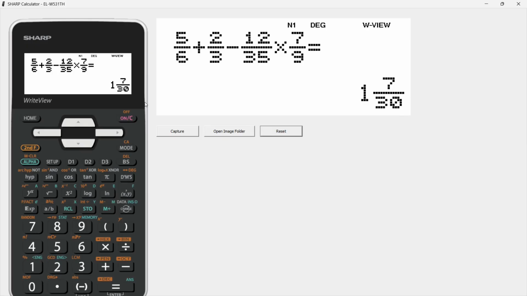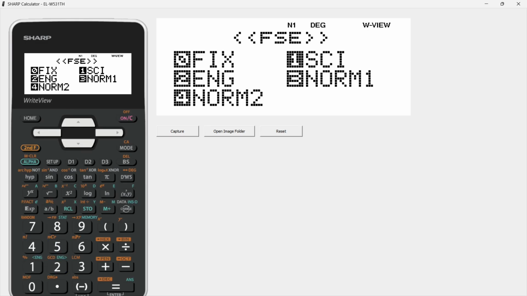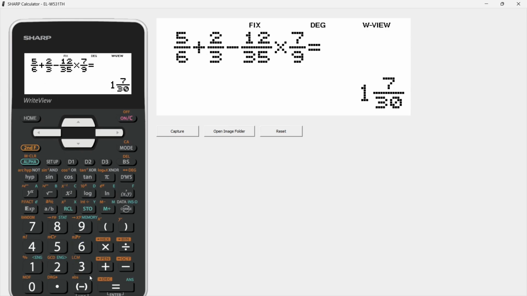All right, back to the calculator now. This is what we have here. First, I'm going to set it to give my answers in 3 decimal places. So I'm going to press setup. I'm going to go with FSE, so I'm going to say 1. Then I'm going to say FIX, which is 0. And then I'm going to choose a value between 0 and 9 for the tab. And that value I'm going to choose is 3 because I want 3 decimal places.